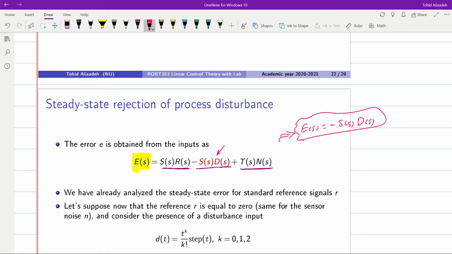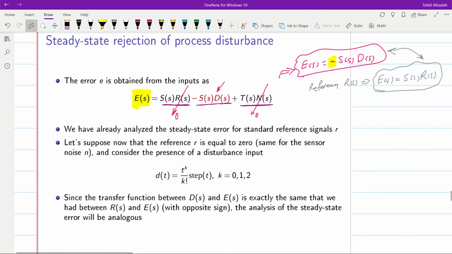And we will set N and R to 0. So this will be 0, this will be 0, because we are studying the effect of the disturbance only. But if you remember from the previous lecture, if we consider only the effect of the reference, or R, then we have E of S being equal to S of S times R of S. Now if you compare these two with each other, you can see that they are identical with the exception of this negative sign over here.